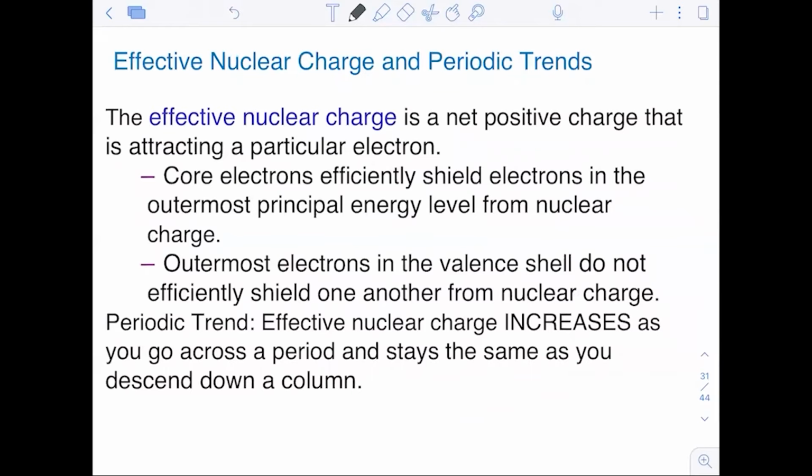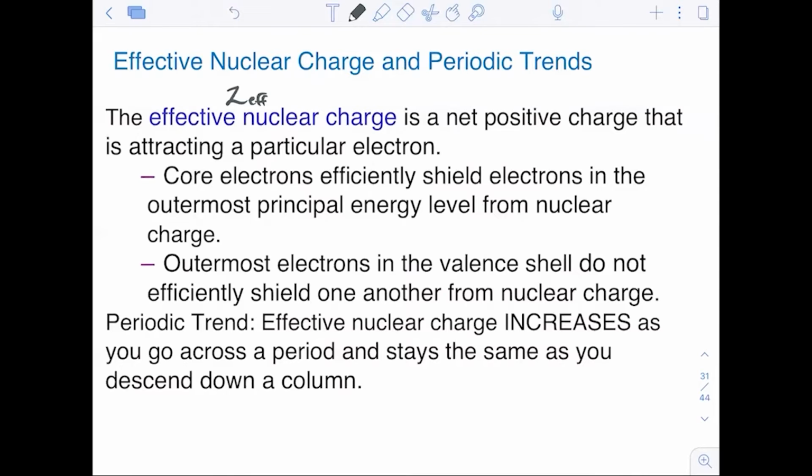So periodic trends. We briefly introduced the idea of the Z effective, the effective nuclear charge, written like this, Z-eff in the little subscript. Now, this is the overall net positive charge that is attracting a particular electron. This is one of the reasons why we know there are different energy levels amongst the principal quantum numbers.